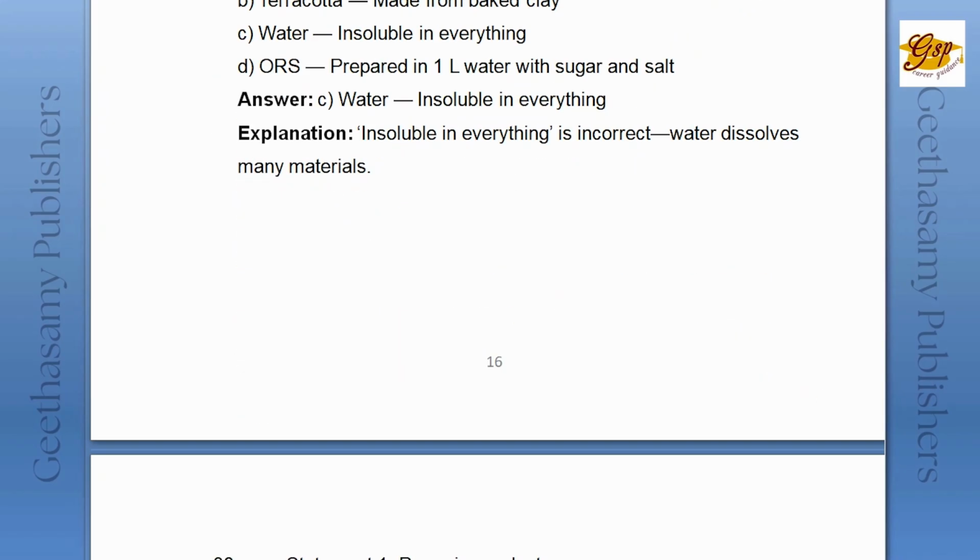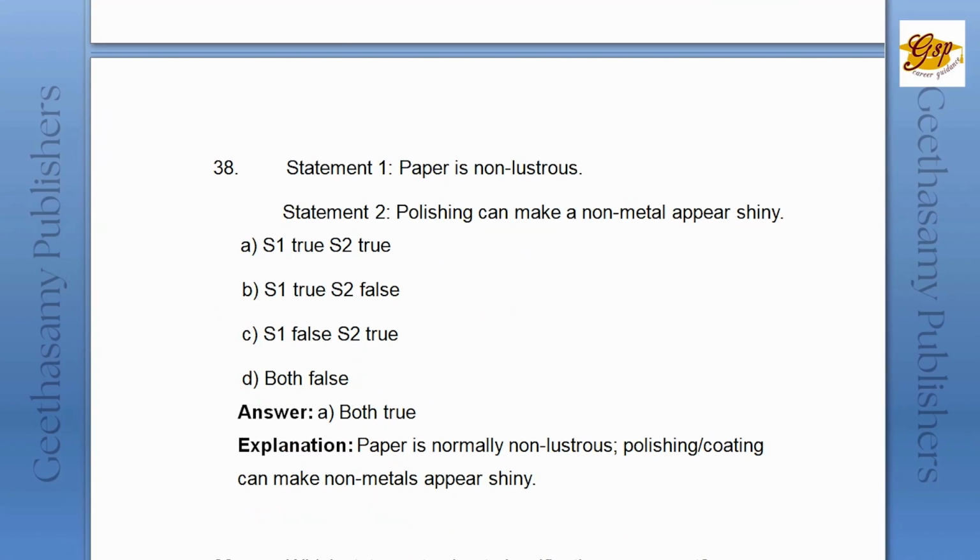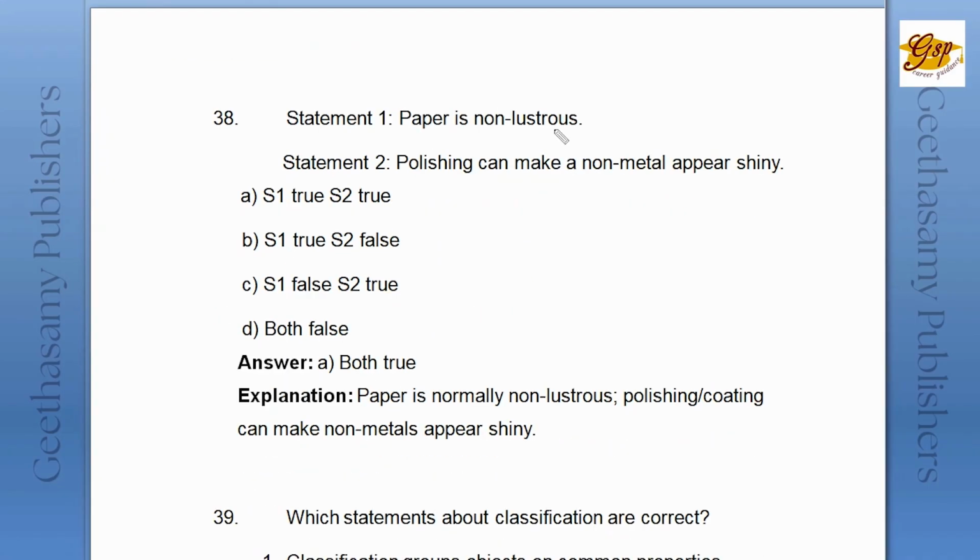Fine. Then 38th question. Statement 1: paper is non-lustrous. Statement 2: polishing can make non-metal appear shiny. S1 true, S2 true, both are true. S1 true, S2 false. S1 false, S2 true. Both are false. The correct answer is both are true. Explanation: paper is normally non-lustrous, and polishing or coating can make materials appear shiny.